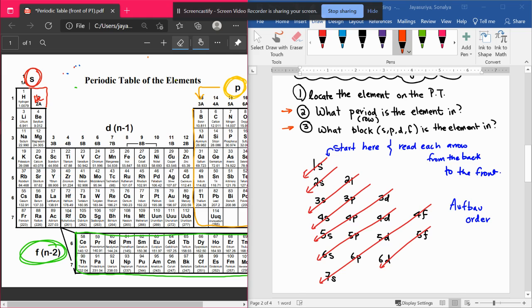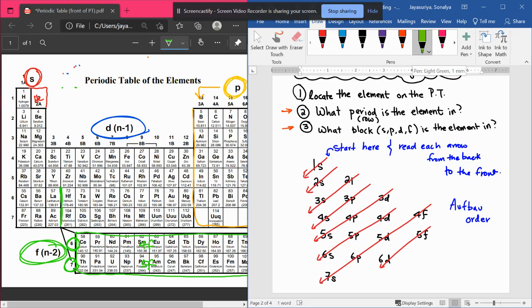Okay, and there's another block that is similar to that, and that's the F block. F block I put in green. F block is actually n minus 2. So it's in the physical sixth period because it's actually supposed to be here and here. But 6 minus 2 makes this 4f, and then 7 minus 2 makes it 5f. This is also why there is no 6f, there is no 7f.